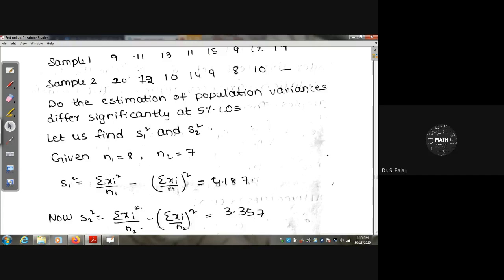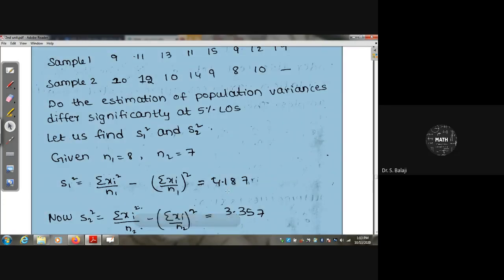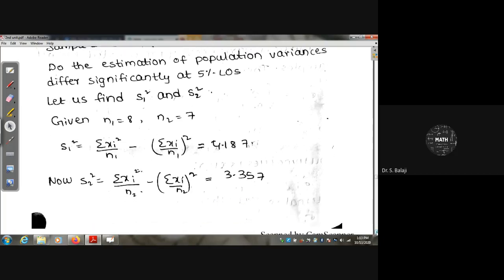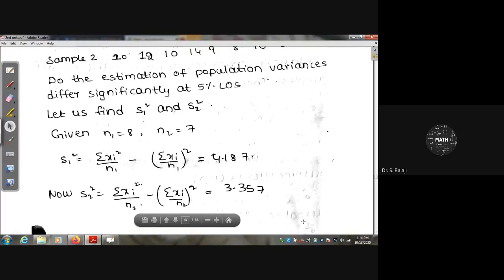First find x bar, then you can proceed, no problem. Any manner you can find: summation xi square by N1 minus summation xi by N1 whole square. That value is considered as 4.187. Similarly, you can calculate S2 square from the given data, and that value is calculated as 3.357.